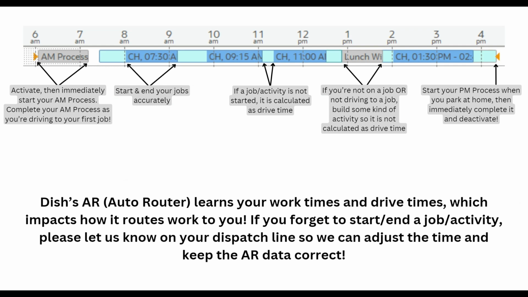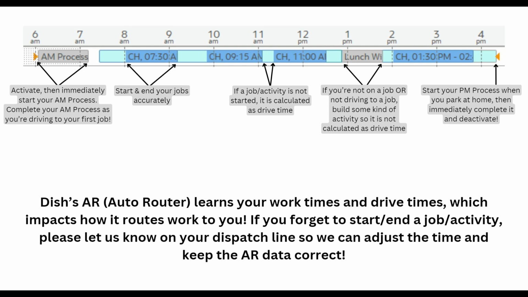This is a view of a technician's route seen on the dispatch console of OFS. Here you can see the orange arrow indicating that the technician activated and that the AM process was started immediately after activating. Complete your AM process as soon as you start driving to your first job. You can also see that the start and end times of the jobs are accurately reflected on this timeline. The light blue space in between each job is calculated as drive time.